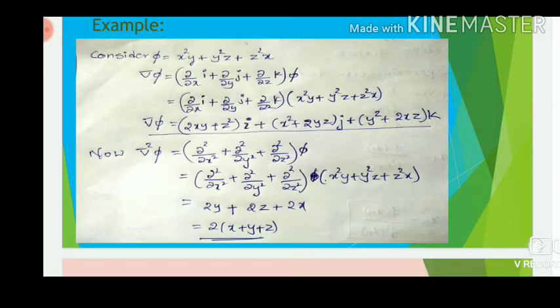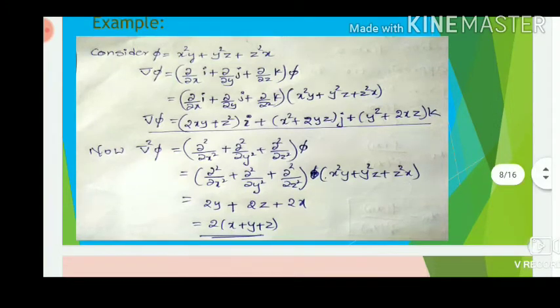So del phi is (2xy plus z square) into i plus (x square plus 2yz) into j plus (y square plus 2xz) into k. Now del square phi is defined as dou square by dou x square plus dou square by dou y square plus dou square by dou z square into phi. We know that phi is x square y plus y square z plus z square x.